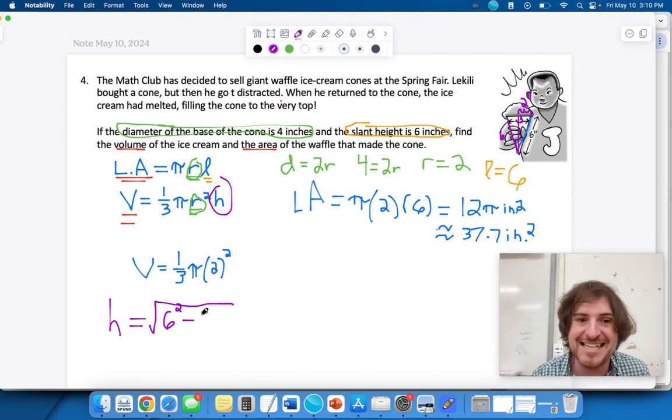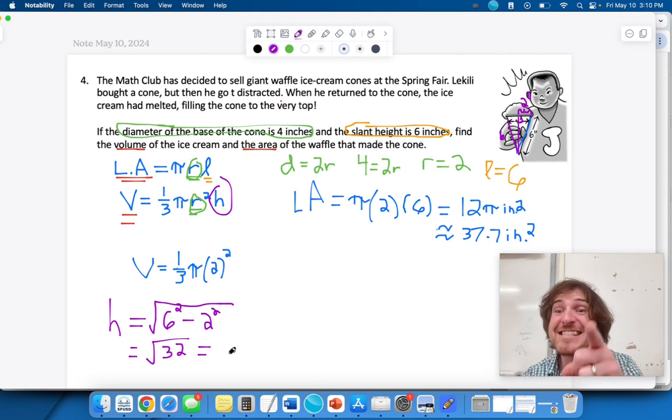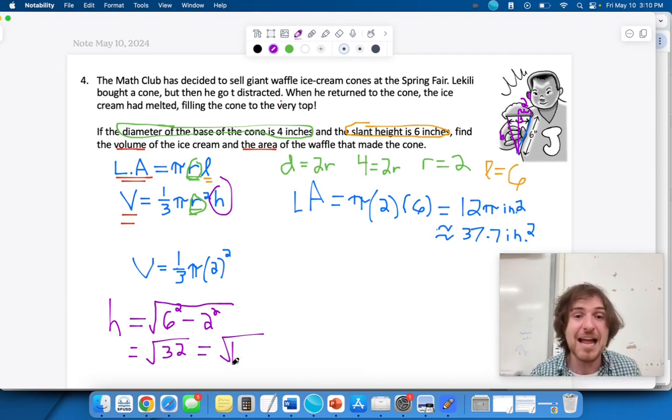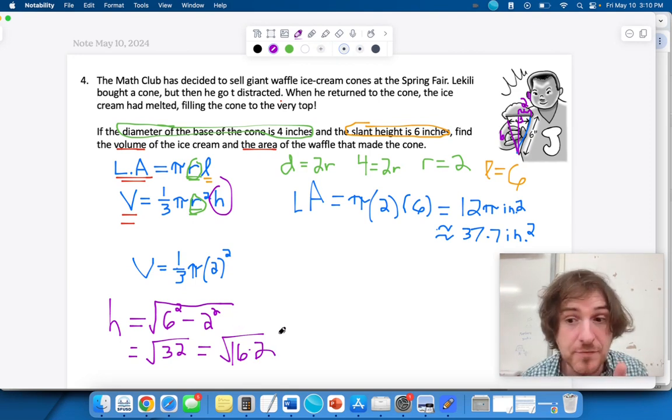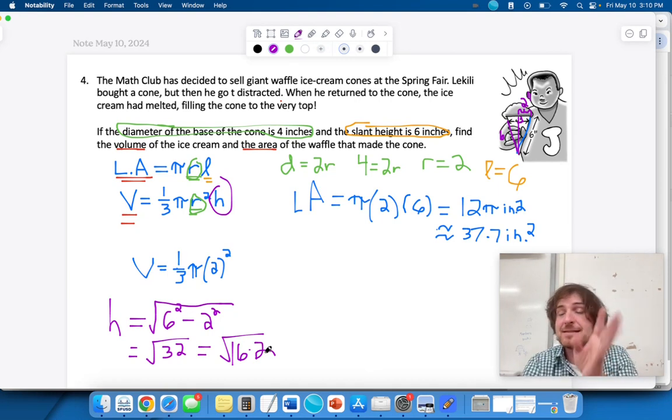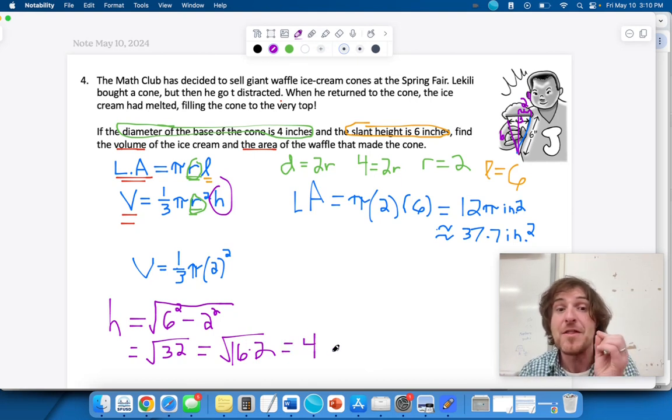So I do 6 squared minus 2 squared to get the height. 6 squared is 36. 2 squared is 4, so I have to do the square root of 32. And that's nice, because 32 is 16 times 2. And what's nice about 16? 16 is 4 squared, so I can take the square root of 16. I can't take the square root of 2 without approximating it, since it's an irrational number, so I'll leave that as square root of 2. The square root of 16 is 4. So the square root of 32 is equivalent to 4 times the square root of 2. That is my height.